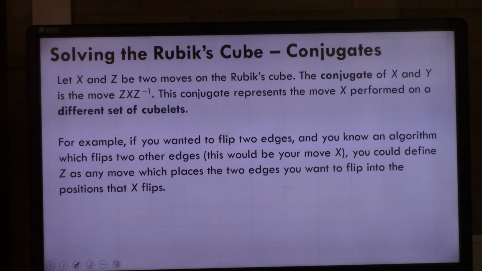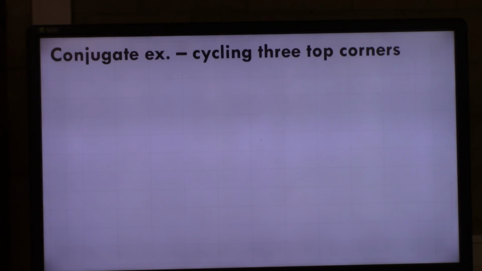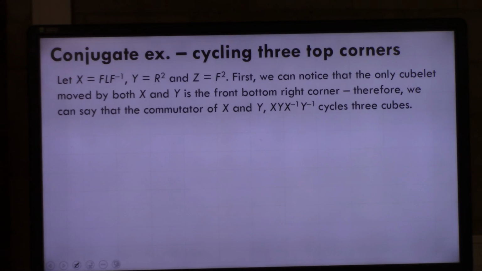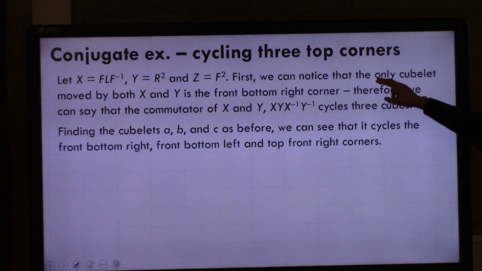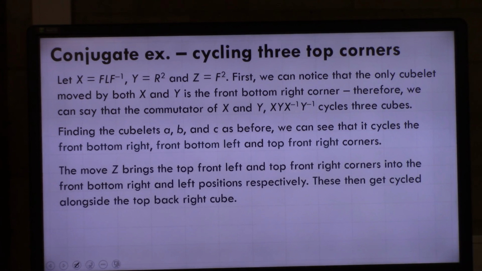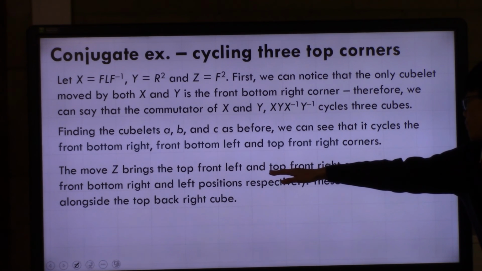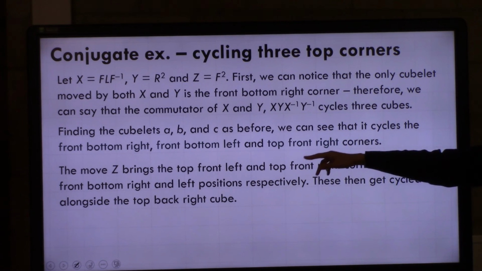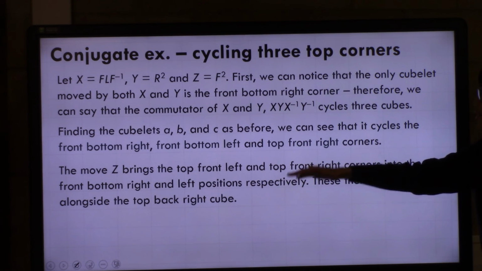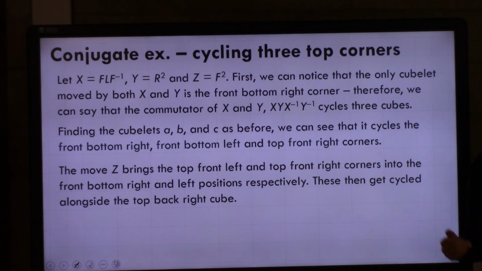So if you wanted to flip two edges, but you know an algorithm that flips two other edges, you could define z to move these edges that you want to move into the position that the algorithm moves. And then z and z to the minus 1 will flip these back to where they're meant to be. So if we take an algorithm here, this cycles 3 cubes: the front, bottom, right, front, bottom, left, and top, front, right. If we want to cycle 3 top corners, then we're going to have to bring these 2 corners here to the top. Here we go. So that brings these top, front, left, and top, front, right corners into the front, bottom, right, and front, bottom, left positions. So that when we perform this algorithm, the right cubes get cycled, but then we can put them back with z to the minus 1 at the end. Does that make sense? Okay.